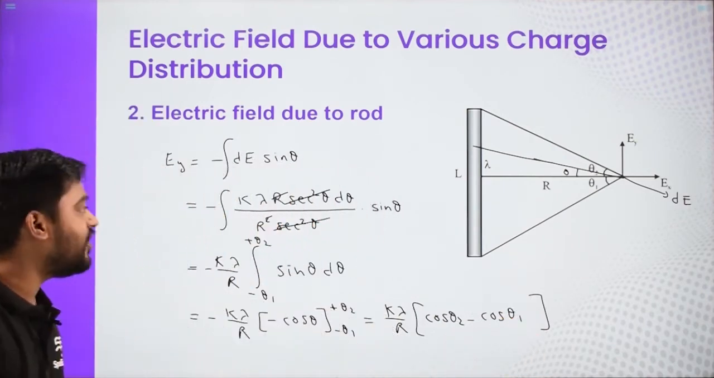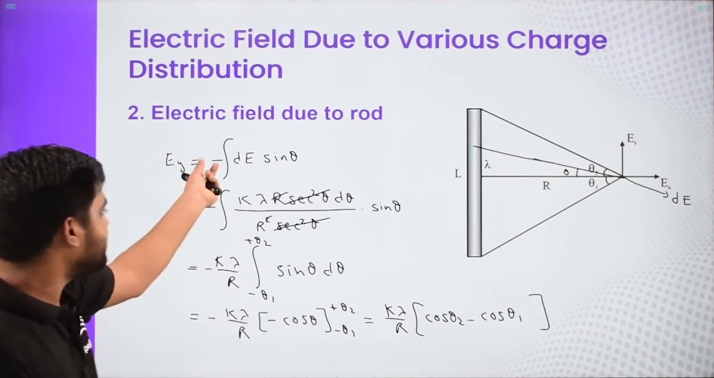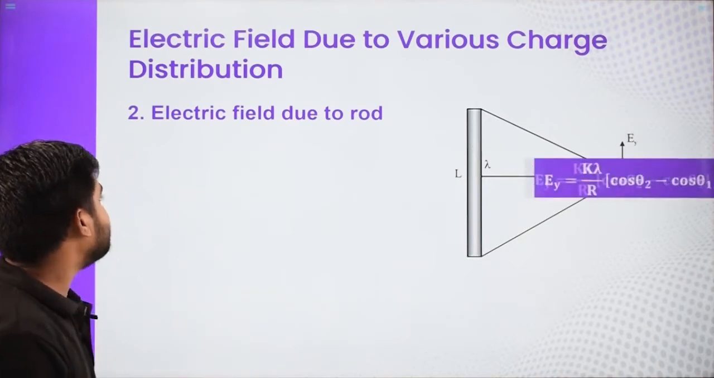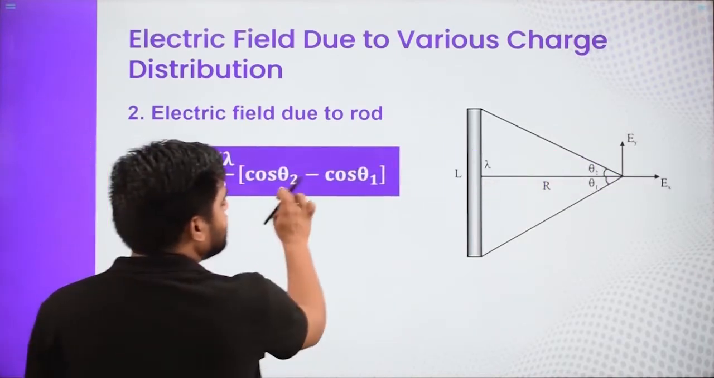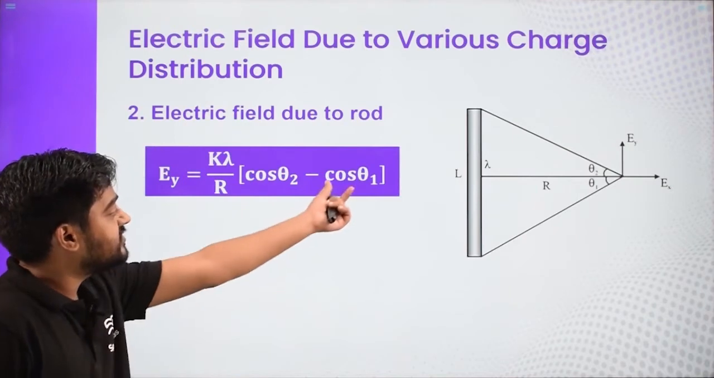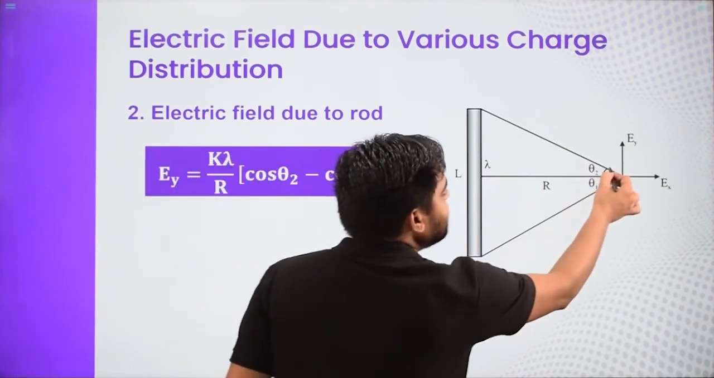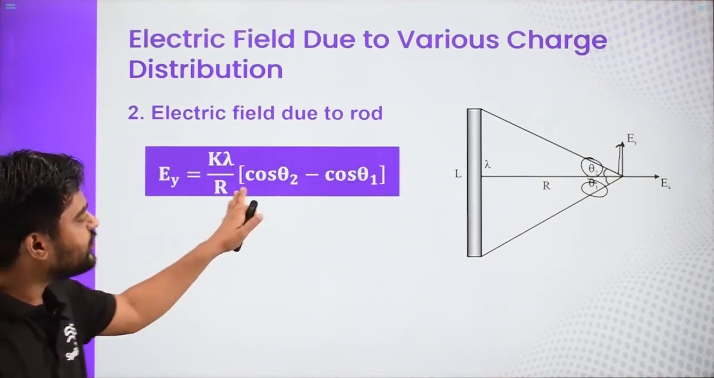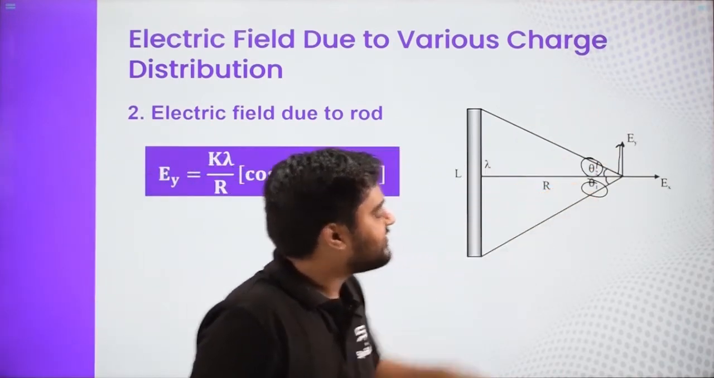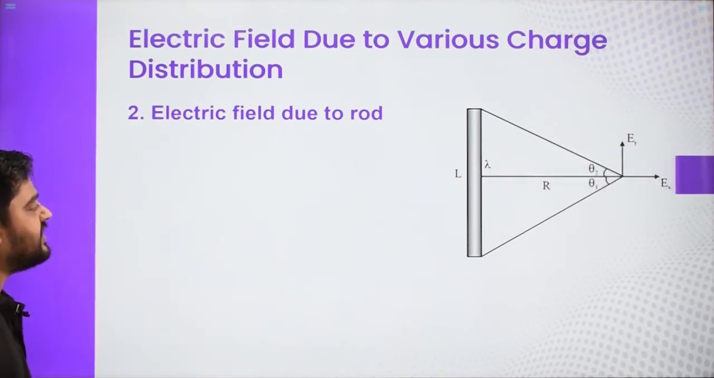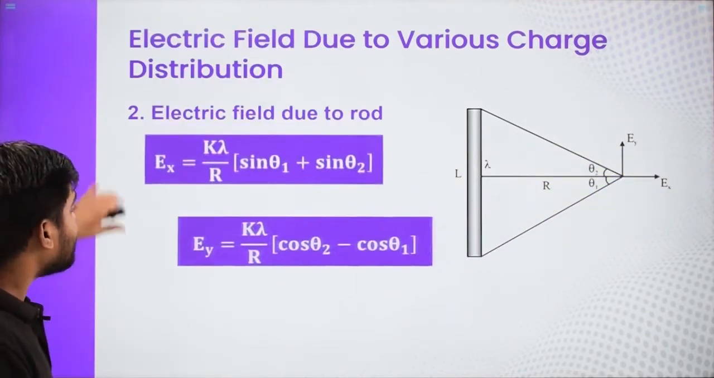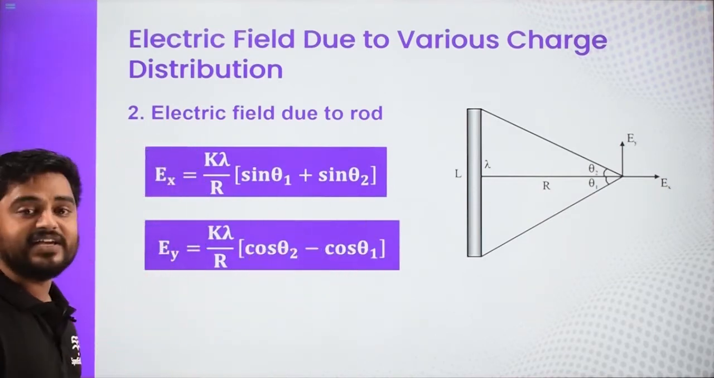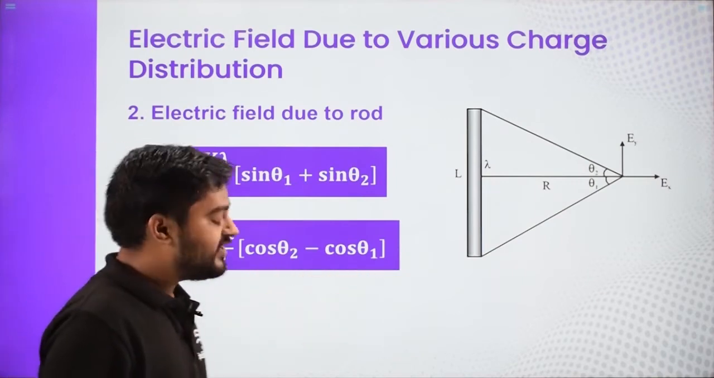So this is the formula for Ey, and we already considered this negative sign, so it is in the upward direction only. So the final formula is that Ey is k lambda by r times cos theta 2 minus cos theta 1. Remember, this is in this direction, so this angle minus this angle is what you need to do. So always take the angle which is towards Ey minus the other angle. If we look at both formulas, this was my Ex, k lambda by r times sin theta 1 plus sin theta 2, and this was my Ey, k lambda by r times cos theta 2 minus cos theta 1.